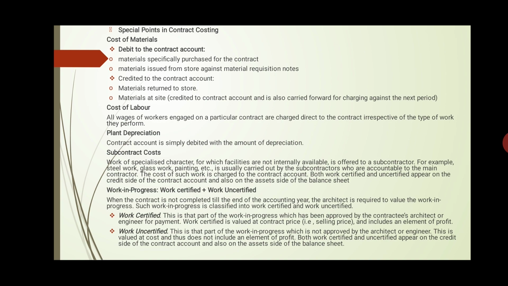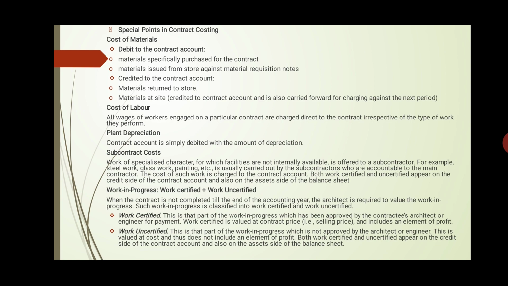All wages of workers engaged on a particular contract are charged directly to the contract, irrespective of the type of work they perform. Plant depreciation is also one of the costs which will be shown on the debit side of the contract account. Subcontract cost means the subcontractors who are assigned to assist the contractor, like electrical fittings, welding work or glass work. They are also shown on the debit side of the contract account.